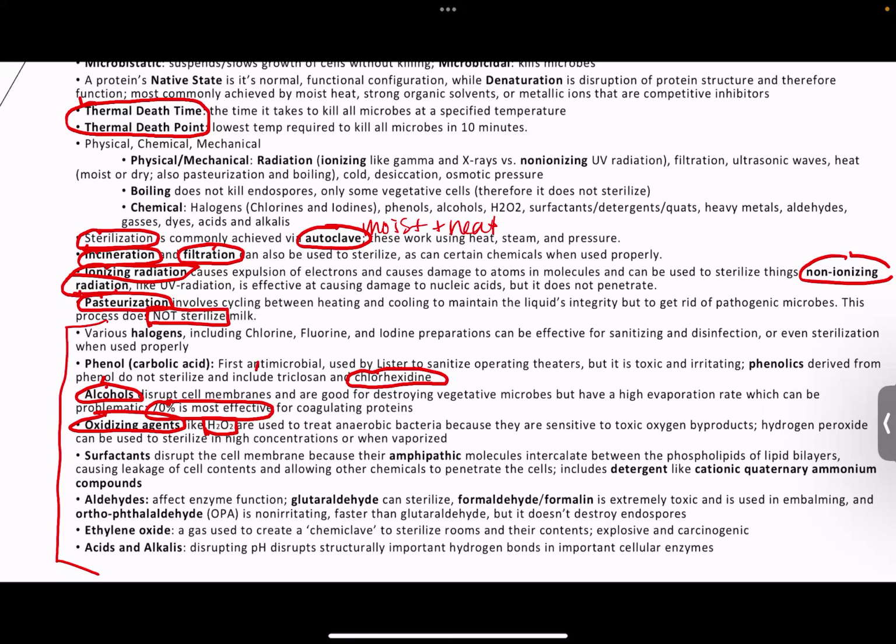Hydrogen peroxide can sterilize if you have a concentration of 35% or higher. So if you buy hydrogen peroxide at the store, we're talking 3%. Potentially as low as 6% could sterilize, but the 3% that you buy at the store is never going to sterilize, never going to sterilize.